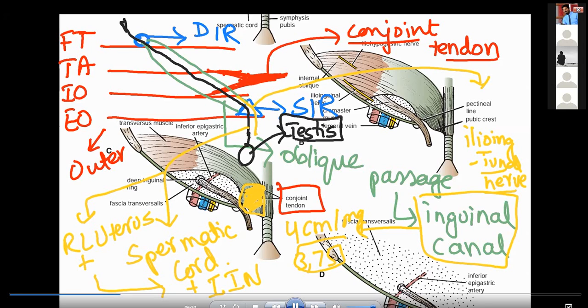Okay, but iliohypogastric nerve, please remember, this iliohypogastric nerve is not entering into your inguinal canal. Yes, it is piercing here the external oblique muscle aponeurosis, but it is not entering in your inguinal canal. So this is a very important point which you must remember. Okay, it is clear to everyone.